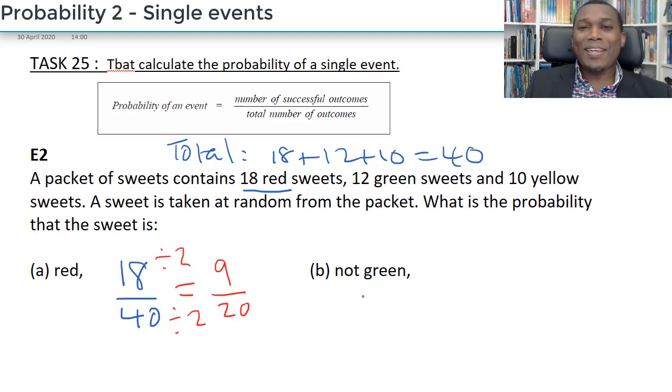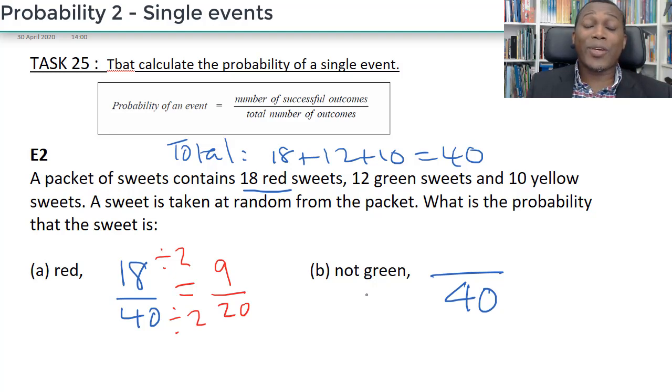Now, part B. Whoa, what are they on about? They said not green. Now, how many packets? What's the chance? How many sweets are in the pack? How many sweets are in the pack is going to be my denominator. Remember, the total number of outcomes, the total number of choices that I have, is the bottom number of the fraction, and it's 40 again.